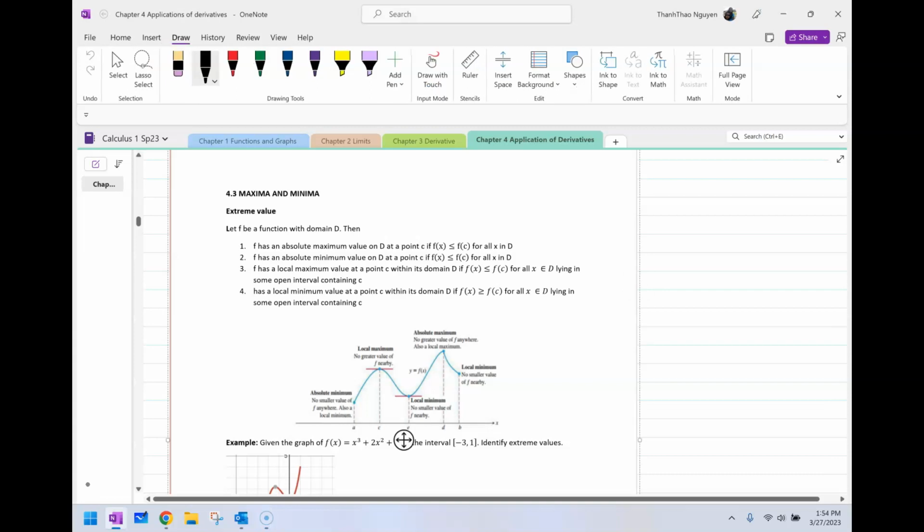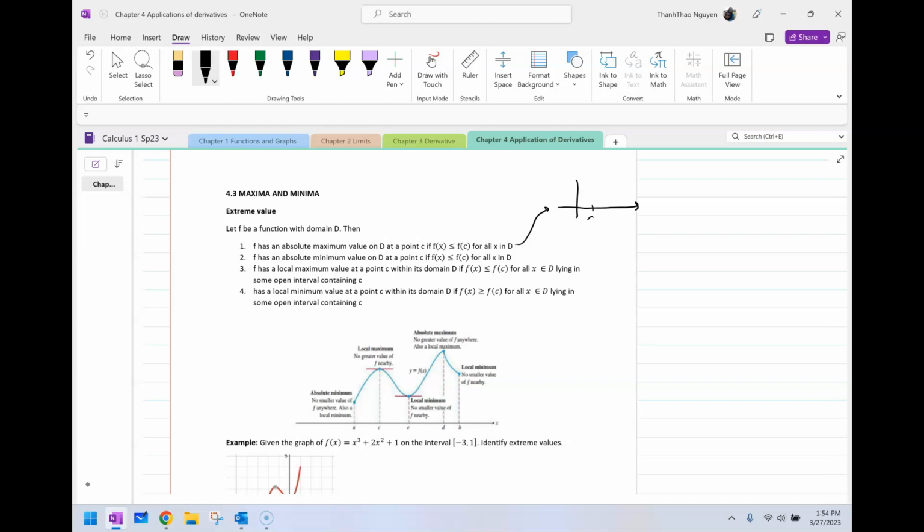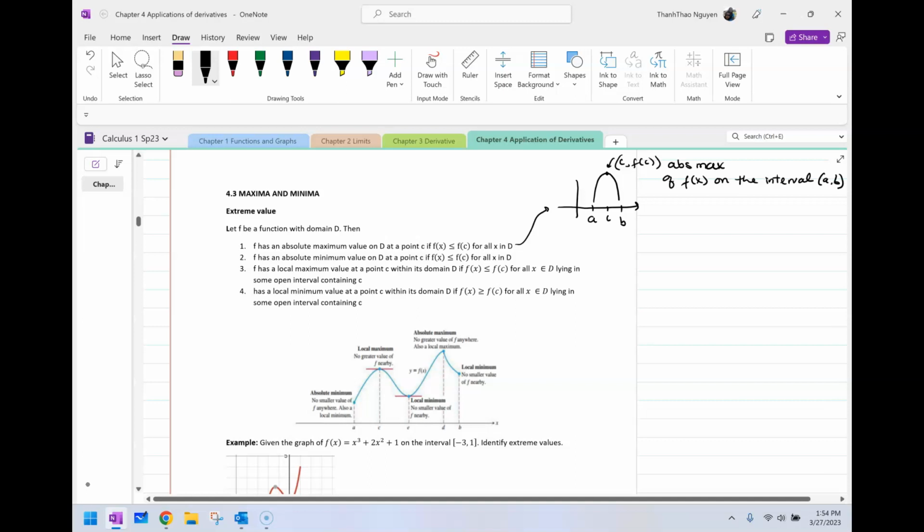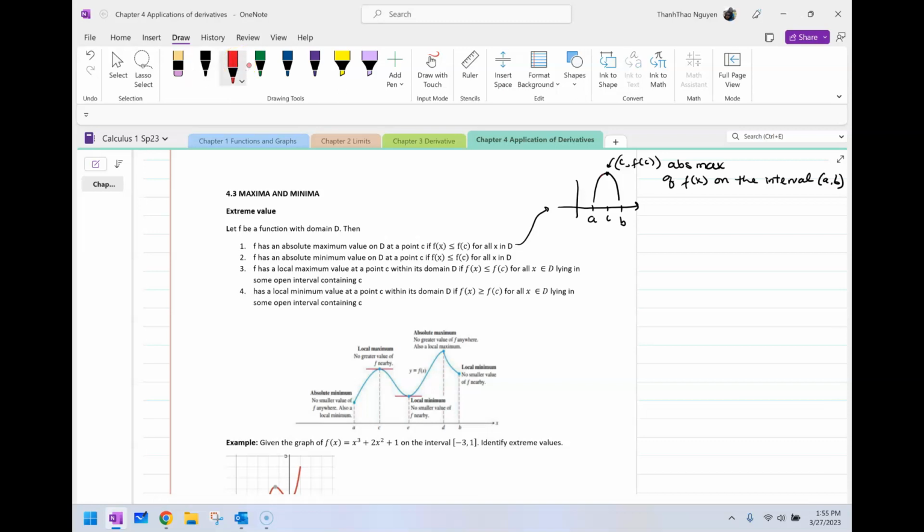So let's take a look at this situation. We have a graph in this domain D, let's call it from A to B, and we have this value here at c. This point here, f of c, is called the absolute max of f of x on the interval AB. Note that the value of f of c is larger than any value right next to it. That's what it's saying.